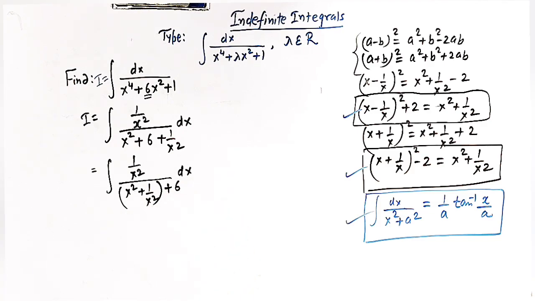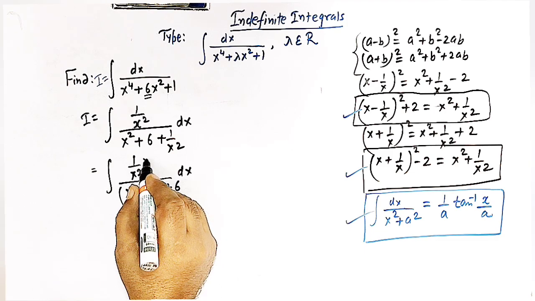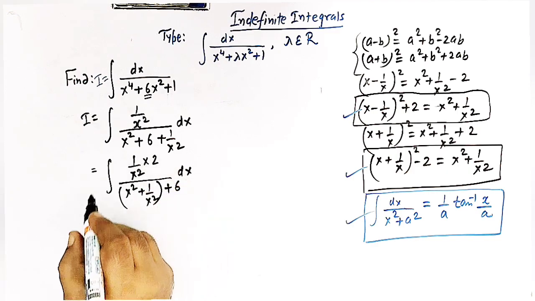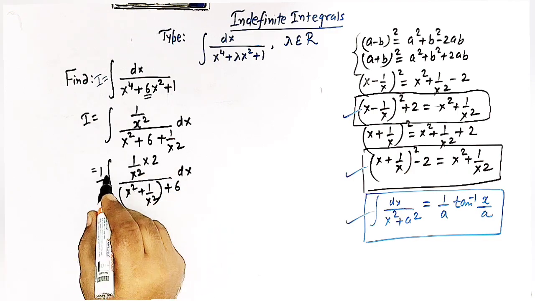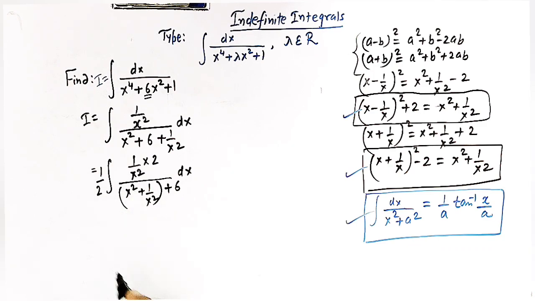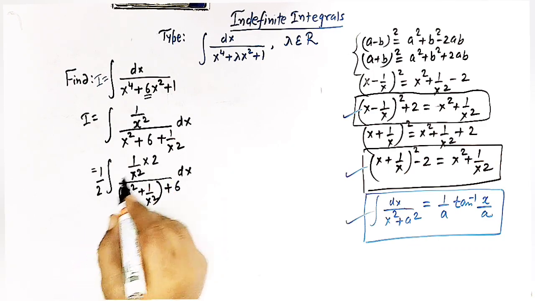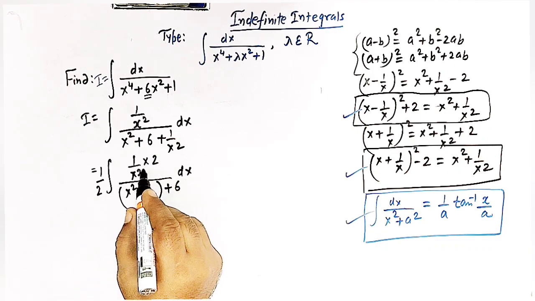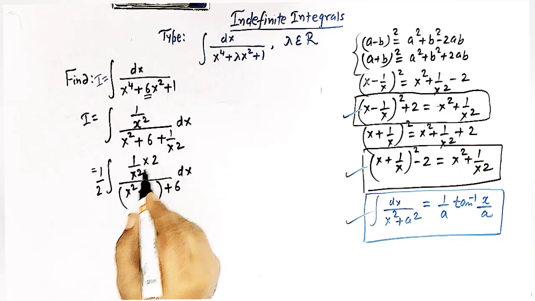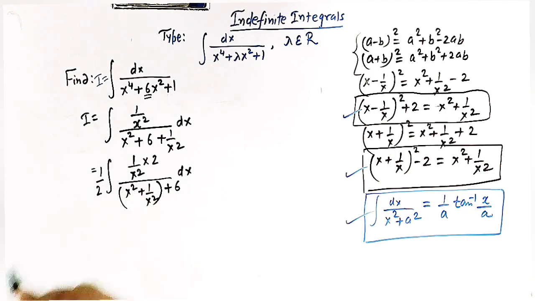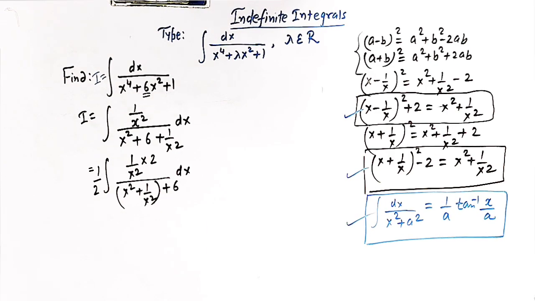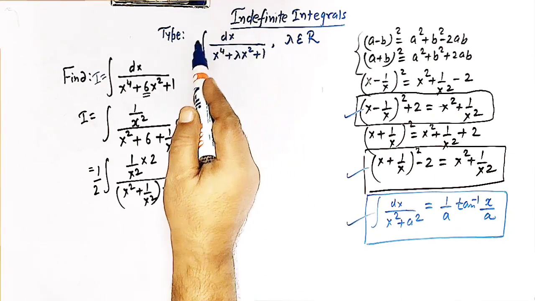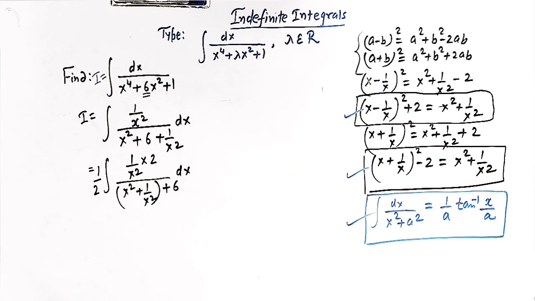So now one important thing we are going to do is that we are multiplying 1 over x square by 2, and here we are dividing this integral by 2, right? So this 2 and this 2 are going to be cancelled, so there is no harm in multiplying 1 over x square by 2, and dividing here by 2. So whenever we have to solve these type of indefinite integrals, the first step is to divide the numerator and denominator by x square.